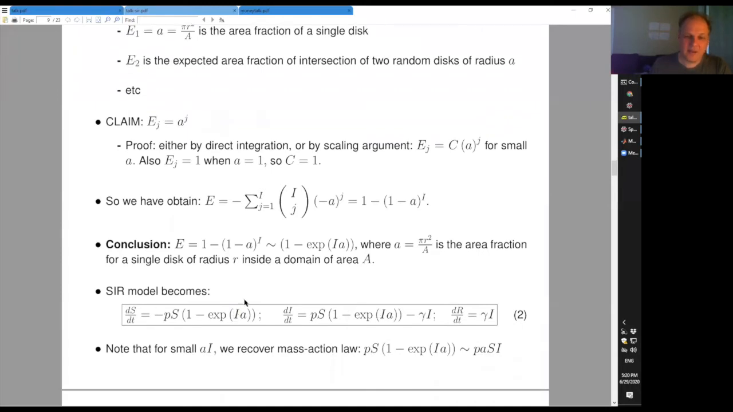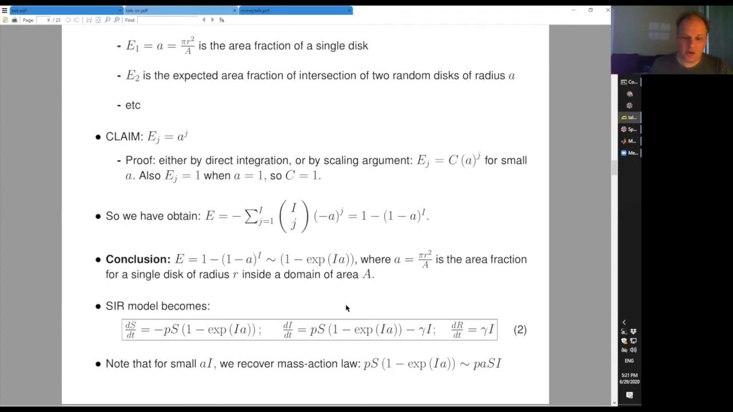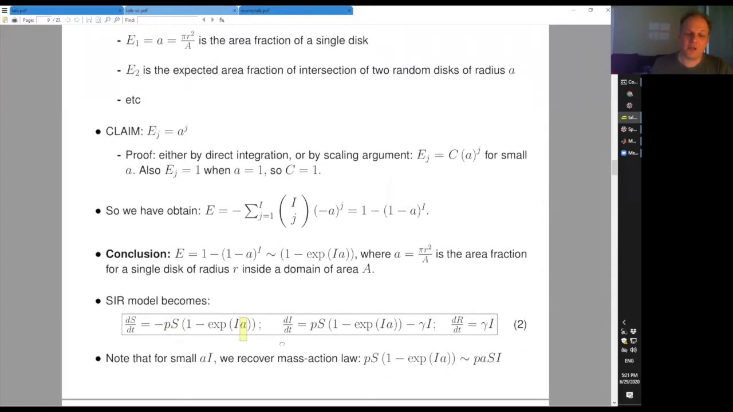Sorry about that. Okay, so that's the model that we derived basically from first principles, right? And this uses the exact parameters as in the computer simulation, in the agent-based model. There are two parameters: the probability of infection if you are inside this radius, and A, the area fraction.